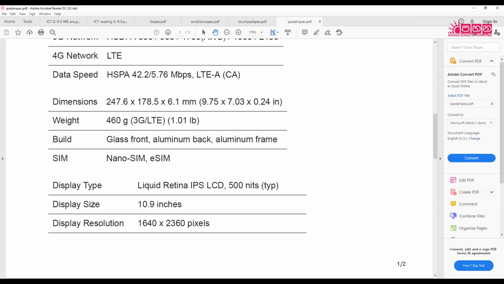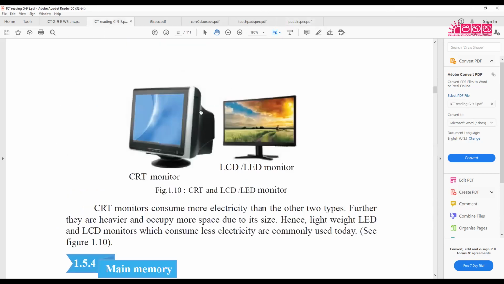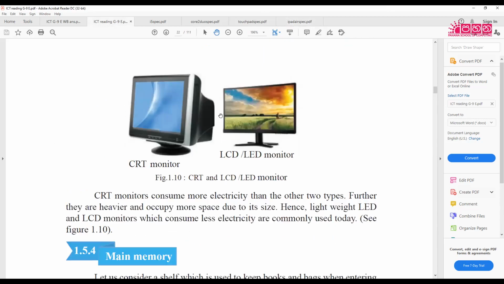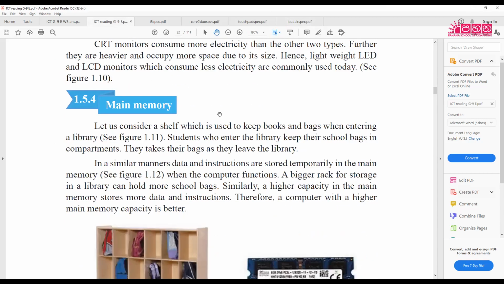Okay, good. Next, we'll move on to the next one. Let me go back. So that's about the monitor. Next, the memory.